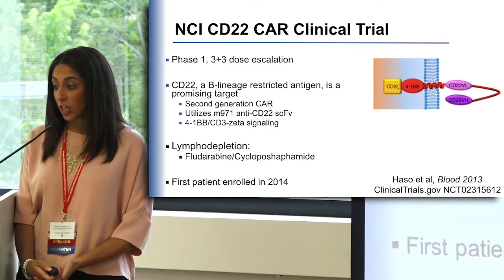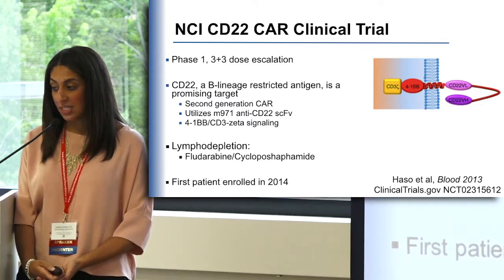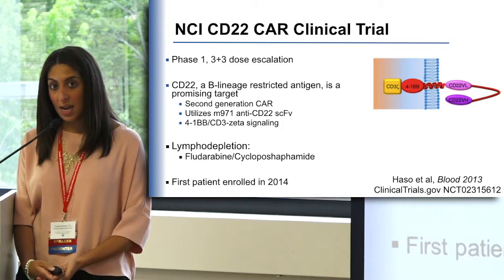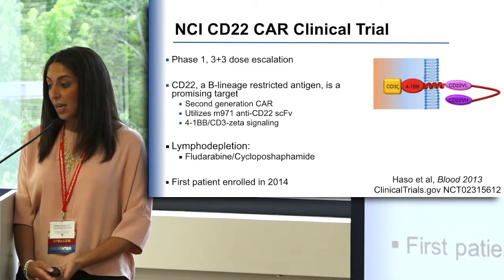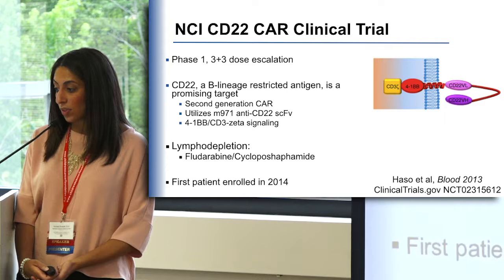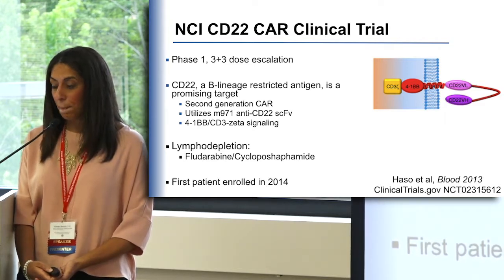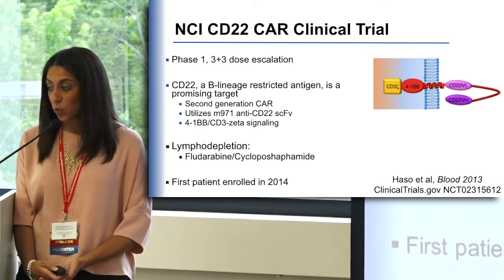We developed a second-generation CAR utilizing M971 construct, and we attached this with a 4-1BB. We utilized lymphodepletion as we did with our CD19 with Flu/Cy, and our first patient enrolled in the study in 2014.